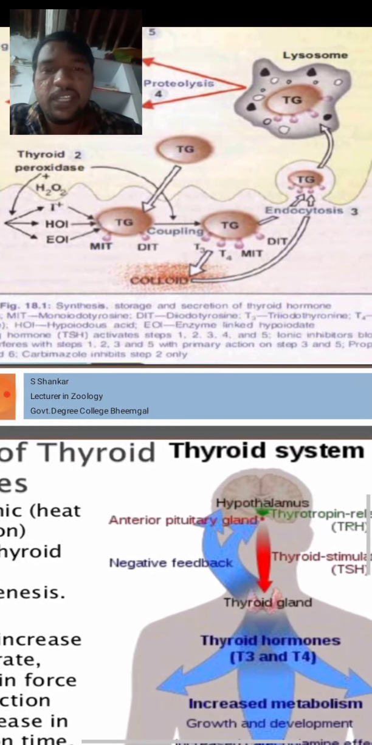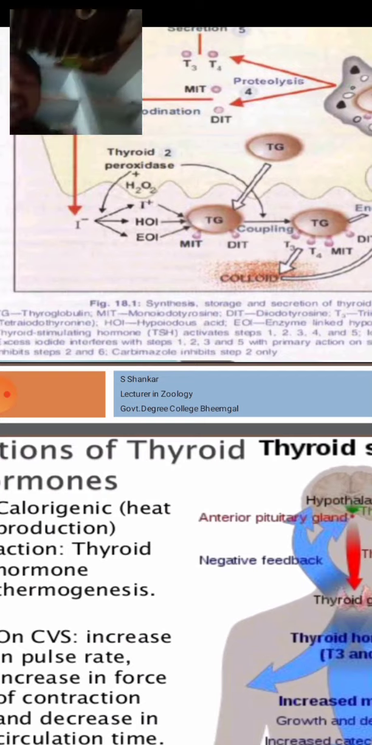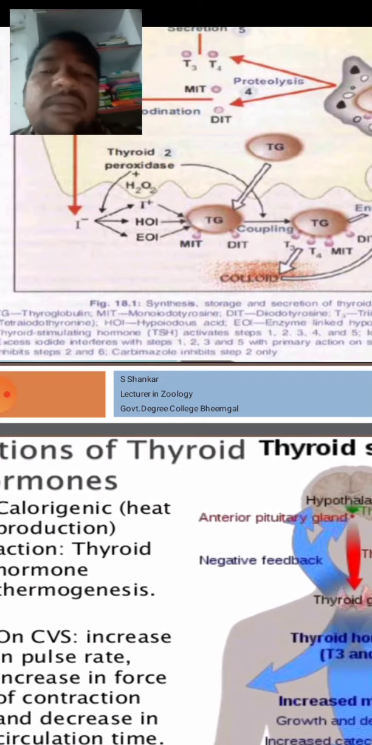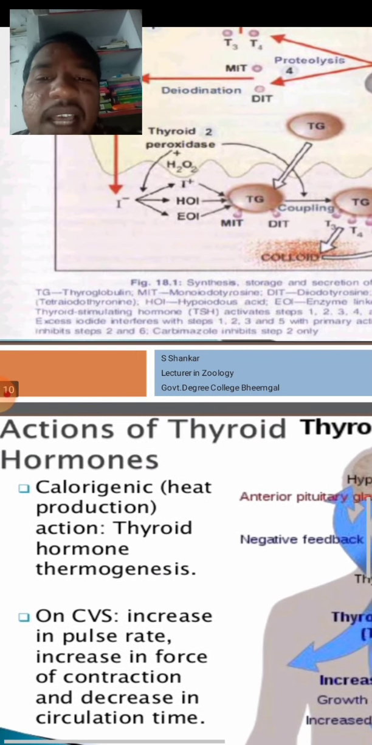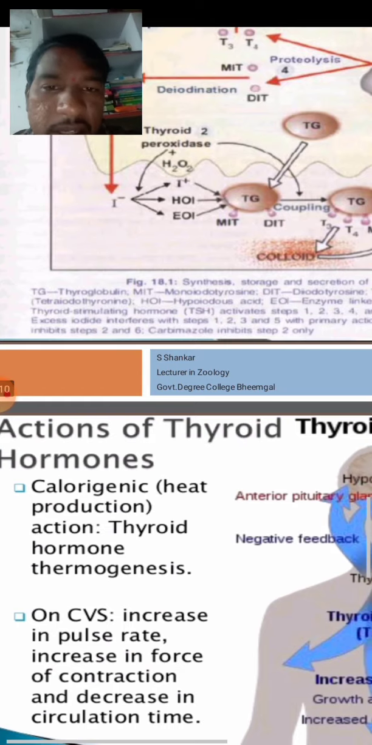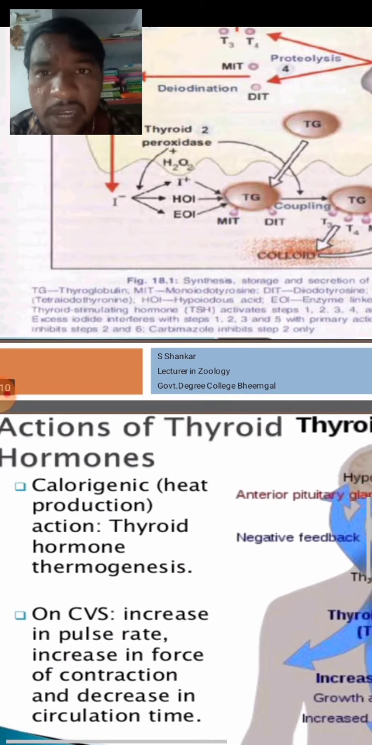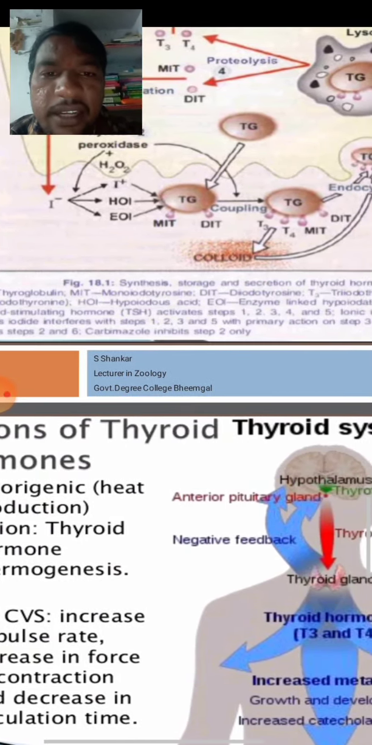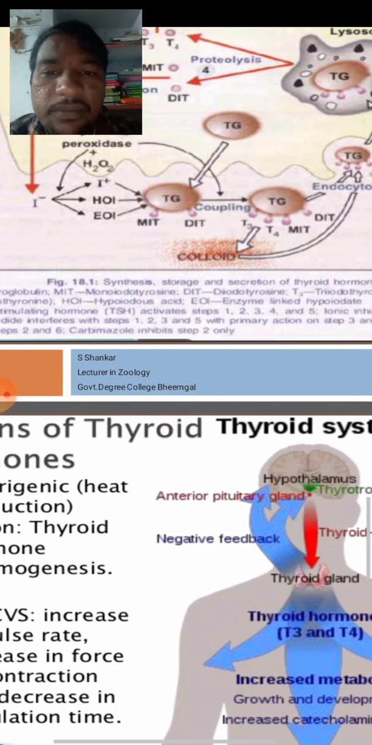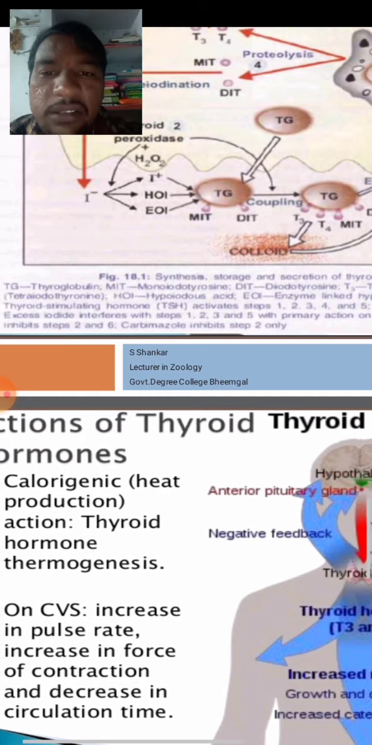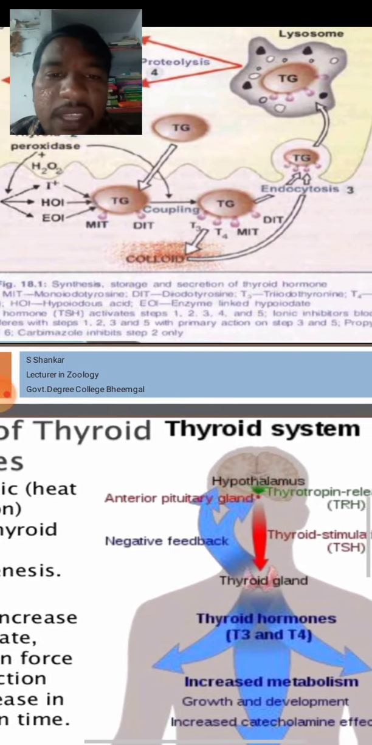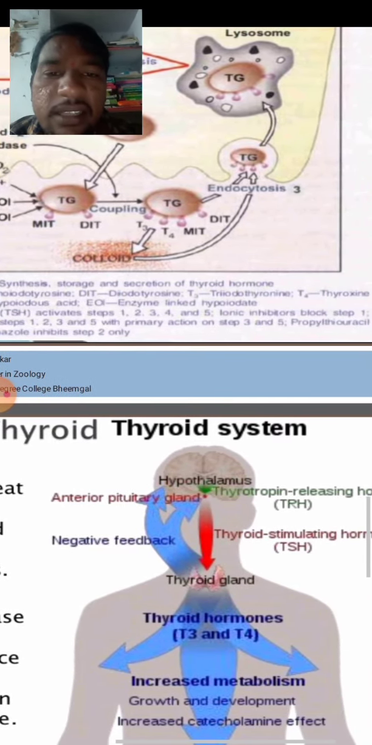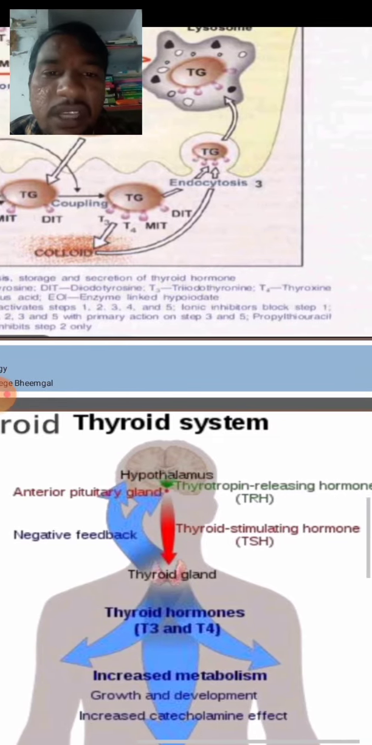Synthesis, storage and secretion of thyroid hormone. Target cell, thyroglobulin, MIT, monoiodotyrosine and diiodotyrosine, DIT. Next is T3, triiodothyronine, and T4, thyroxine.